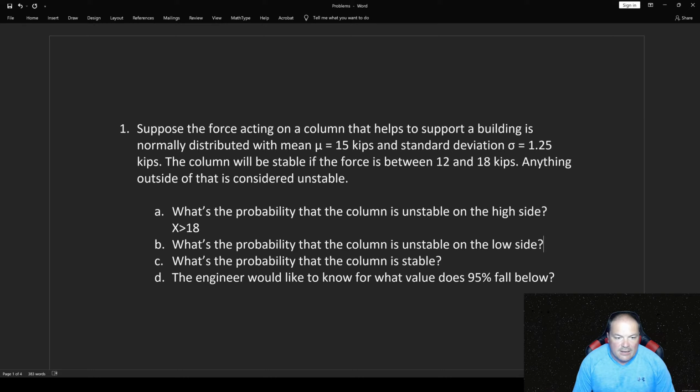That being said, Part B says what's the probability that the column is unstable on the low side. We know the low side here is going to be less than 12, so we're going to say what's the probability x is less than 12.